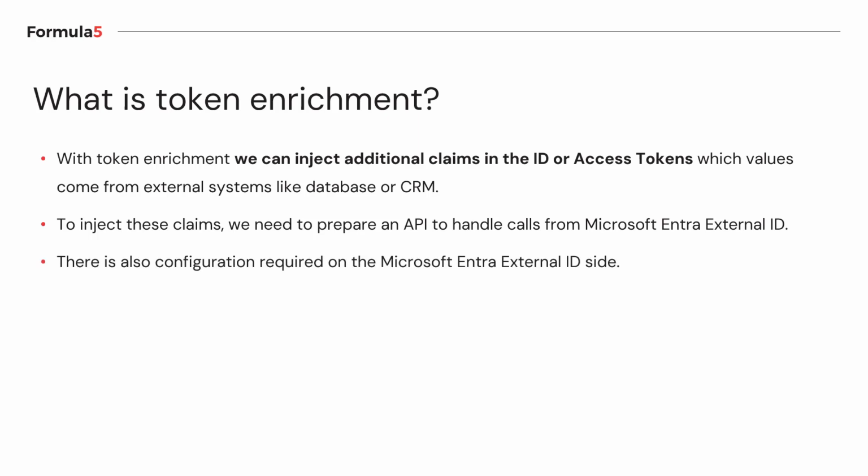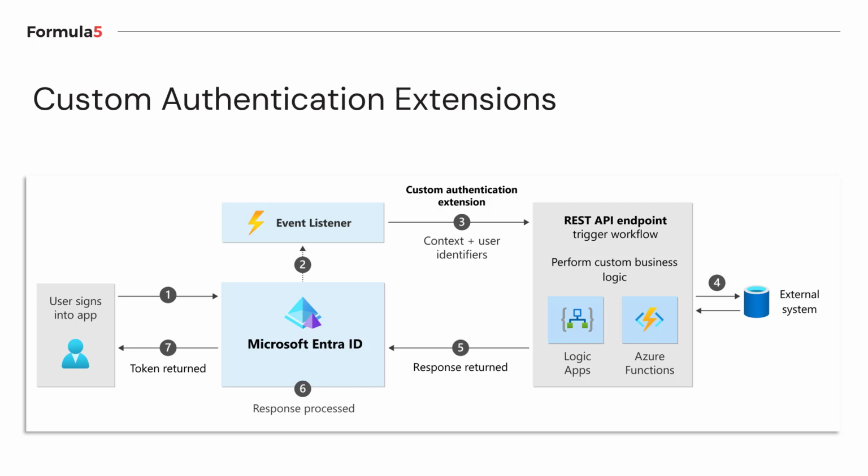There is also configuration required on the Microsoft Entra External ID side, which I will also explain today in this video. So basically, there are two parts of this solution. One is configuration on the Microsoft Entra External ID side, and on the other side, we have an API that can be connected with all other systems to grab the data. Okay, perfect. So let's explain this concept.